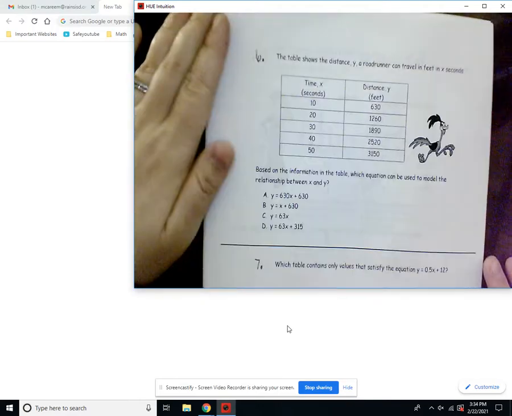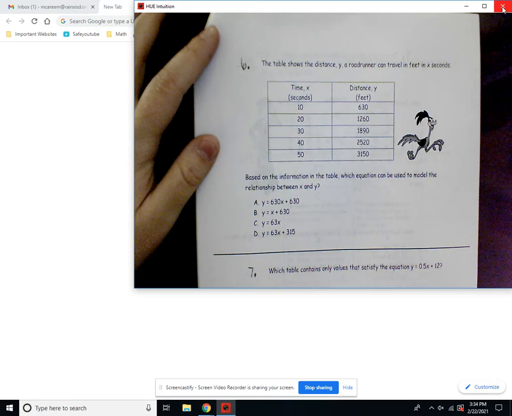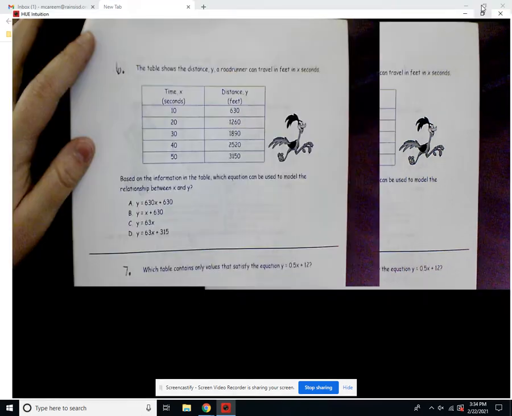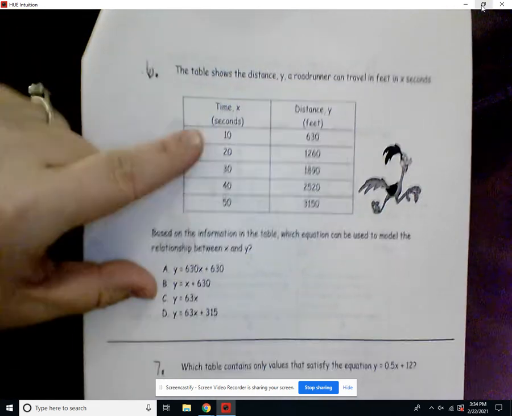Right, so now for number 6. The table shows the distance y a roadrunner can travel in feet in x seconds. Based on the information in the table, which equation can be used to model the relationship between x and y? Okay, so what they want us to figure out is our equation.